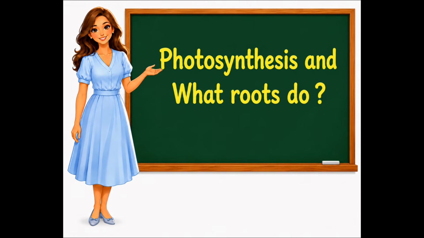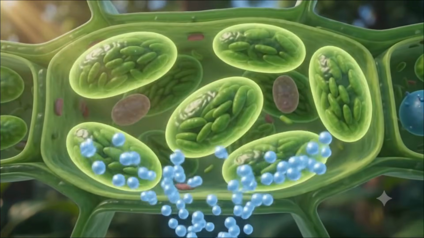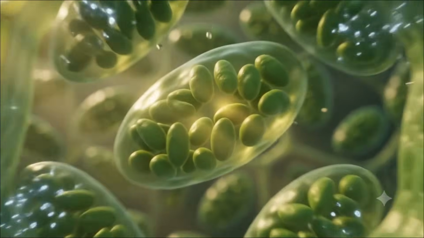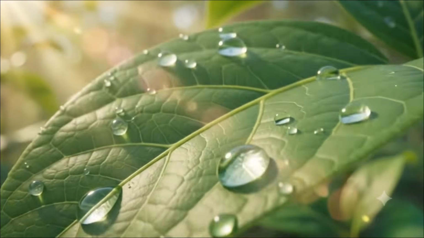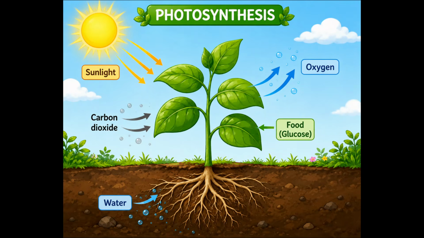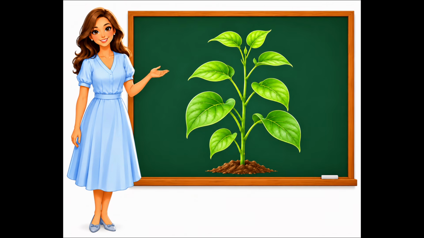Let's understand photosynthesis and what roots do. Green plants prepare their own food in their leaves using air, sunlight, water, and nutrients absorbed by the roots. This is known as photosynthesis. This mainly takes place in the leaves of green plants, and the food that is prepared is useful for all living things.